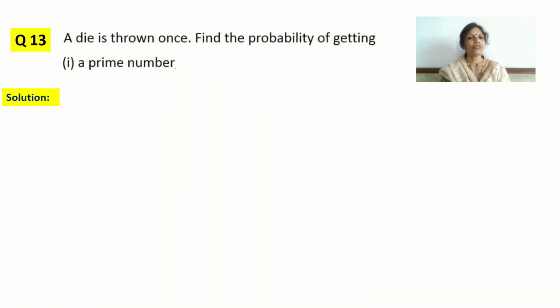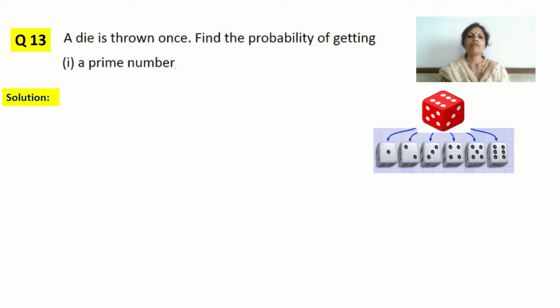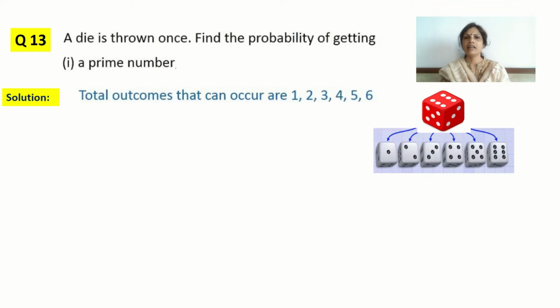So moving ahead, the next sum, this is question number 13. A die is thrown once. Find the probability of getting a prime number. Now you all are aware that when the die is thrown, we have got 6 possible answers. So the total number of outcomes that can occur after throwing a die are 1, 2, 3, 4, 5 and 6. So you can say that number of possible outcomes of a die is equal to 6.